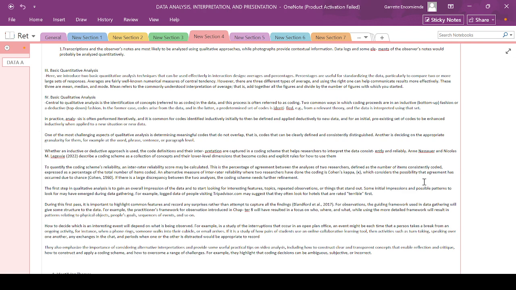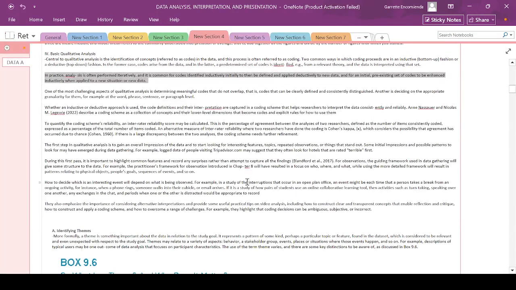So this is the inductive that we were talking about earlier. In practice, analysis is often performed iteratively, and it is common for codes identified inductively initially to then be defined and applied deductively to new data. So we perform an iteration for this, just like in design. So it's common to initially do inductive and then do deductive. So that's the most common.